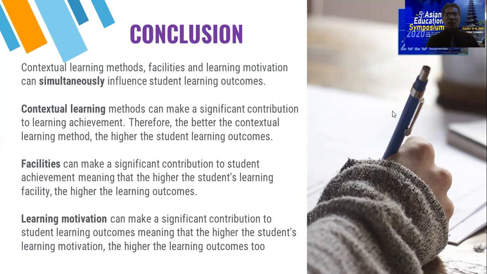To conclude, contextual learning method, facilities, and motivation can simultaneously influence students' learning outcome. And contextual learning method can make a significant contribution to learning achievement. Therefore, the better the contextual learning method, the higher the student's learning outcome based on the evidence. And facilities can make a significant contribution to student achievement, meaning that the higher the student's learning facility, the higher the learning outcomes also. And what about learning motivation? Learning motivation can make a significant contribution to the student's learning outcome, meaning that the higher the student's learning motivation, the higher the learning outcomes too.